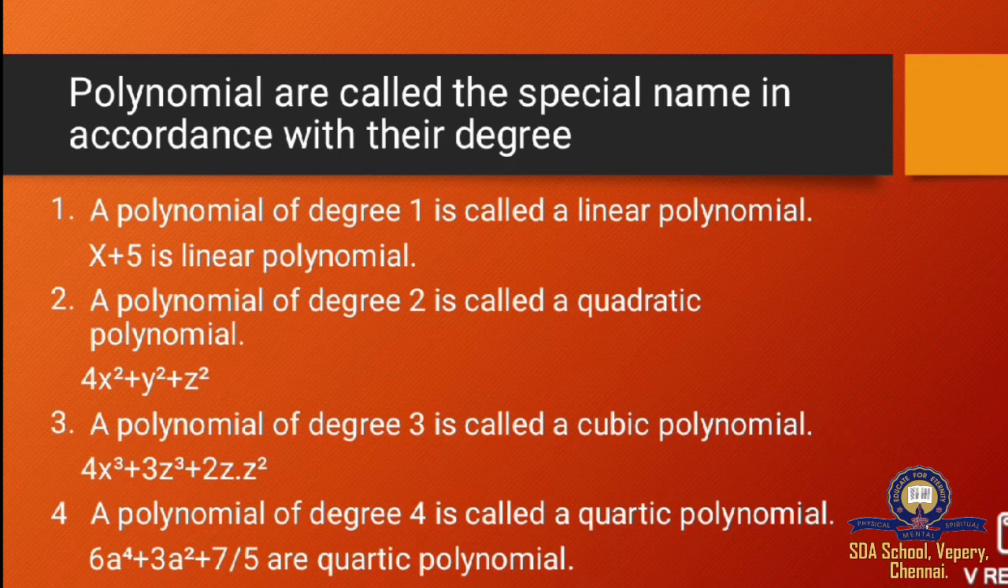Next, a polynomial of degree 3 is called a cubic polynomial. For example, 4x cube plus 3xz cube plus 2z into z square. Next, a polynomial of degree 4 is called a biquadratic polynomial. 6a to the power 4 plus 3a square plus 7 by 5 is a biquadratic polynomial.